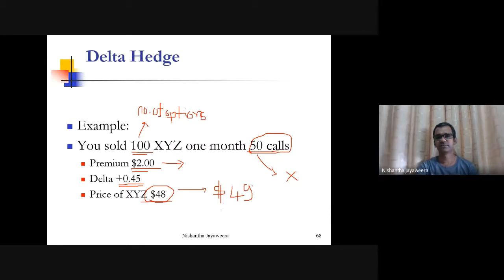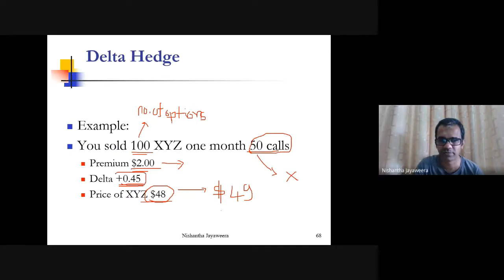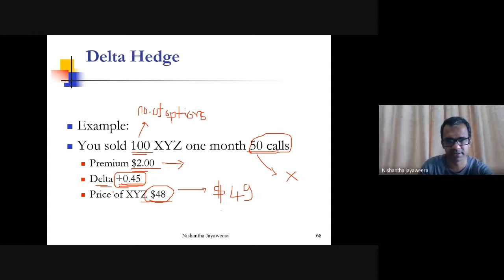All options, underlying price increases, the premium goes up. By how much? 0.45. Why 0.45? It is delta. Delta tells you if the price increased by 1 unit, what would be the change. It's a plus delta.